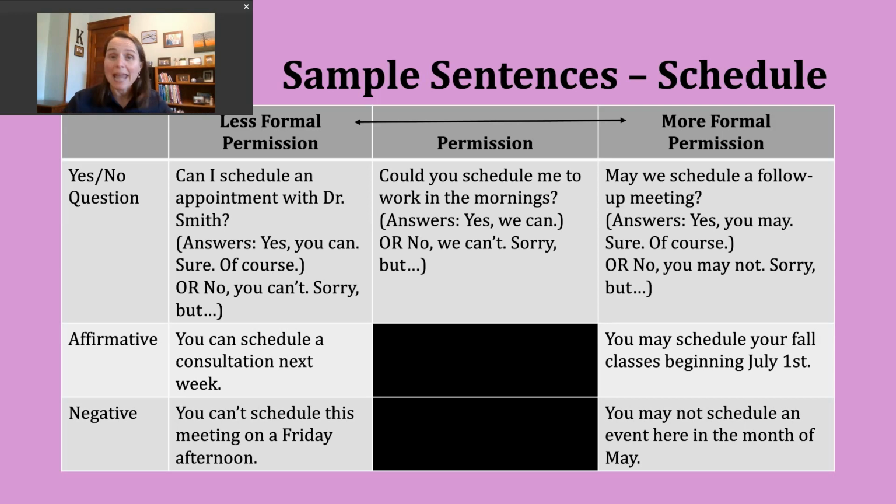Now, if you want to do negative, again, that's perfectly okay. We're going to start with our subject. We'll use a modal, then not before our base verb. I've got 2 more examples on the screen. You can't schedule this meeting on a Friday afternoon. Or you may not schedule an event here in the month of May. Right? So here are 2 situations where we're not giving permission for something. And just note, again, the only time we're using could for permission is in questions, not in statements.